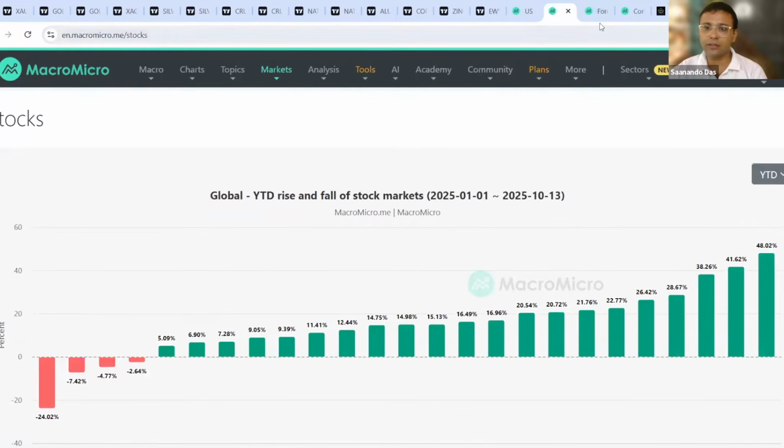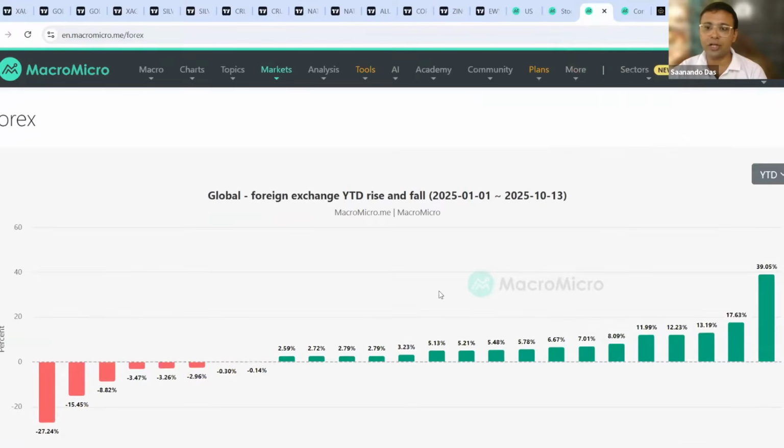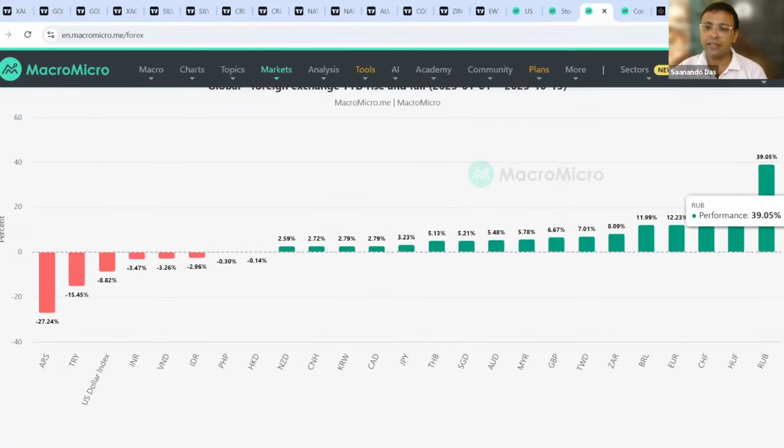After taking a look at the individual index, let's look at which currency did the best. It is the Russian ruble. Russian ruble is currently backed by support of gold. So Russian ruble has significantly outperformed. It is up 39%. Some of the European currency like Hungarian forint, Swiss franc, euro, they have done pretty well, up 12, 13 and 15%.